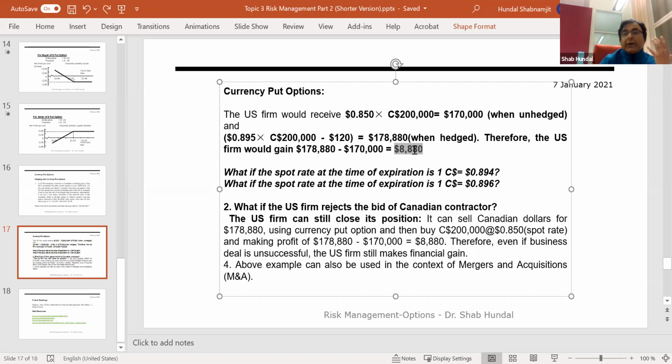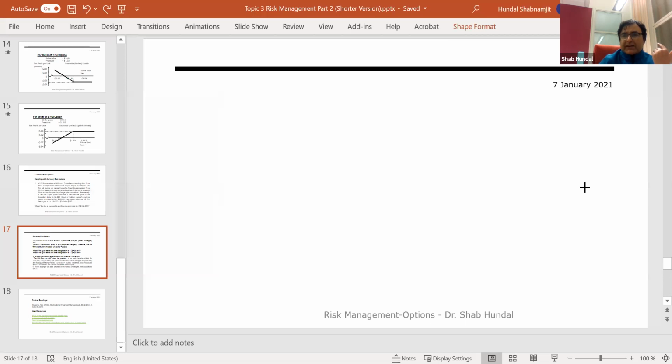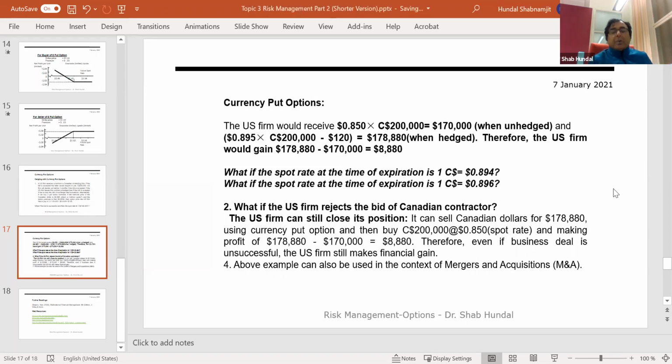It means that altogether you are earning 8,880 American dollars more than what you would have got if you were uninsured or having the naked acquisition, what we use as a phrase. Okay, and then you can try these different exchange rates and stuff like that. But the basic idea is that you always compare if the option is in the money, out of the money, or at the money. So in this case, the option is definitely in the money.